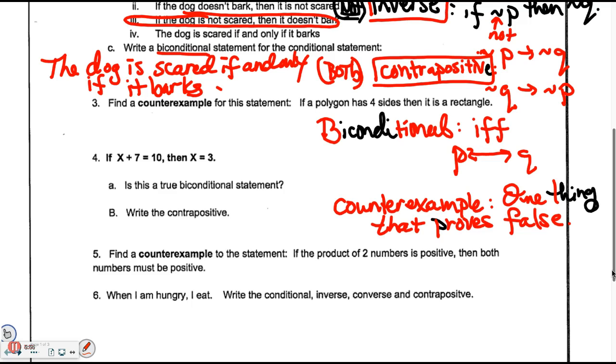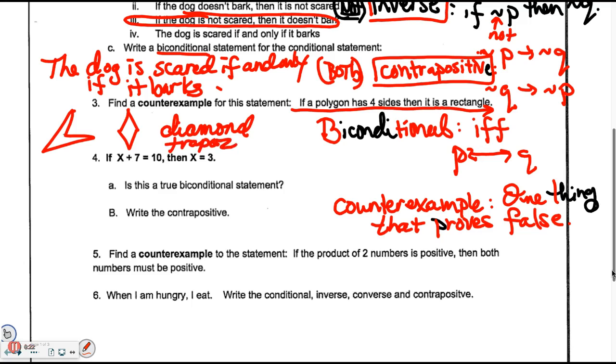So this says, if a polygon has four sides, then it is a rectangle. So can you find a four-sided polygon that's not a rectangle? Well, yeah, 1, 2, 3, 4. There's one, looks like kind of a boomerang. Or how about like a rhombus or a diamond? So a counterexample, let's just go ahead and call it a diamond. You can call it a rhombus or a trapezoid.